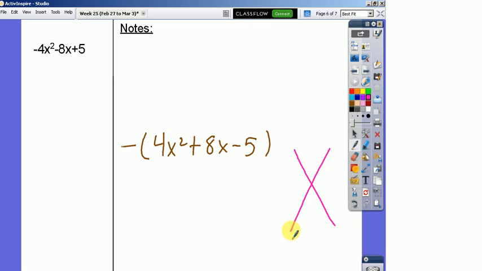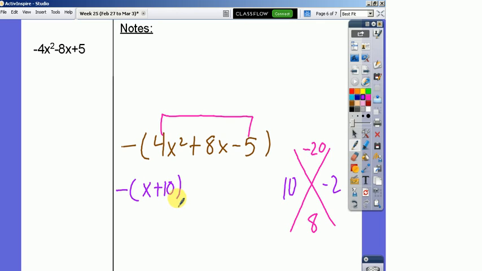Make your little x. My AC is -20 now because I just worked with the inside. AC is -20. B is +8. Okay, P and Q are 10 and -2. Now, you still leave that negative out, and then we have an x plus 10 and an x minus 2. Okay. So, now we divide by that leading coefficient of 4. Still just working with the inside here.